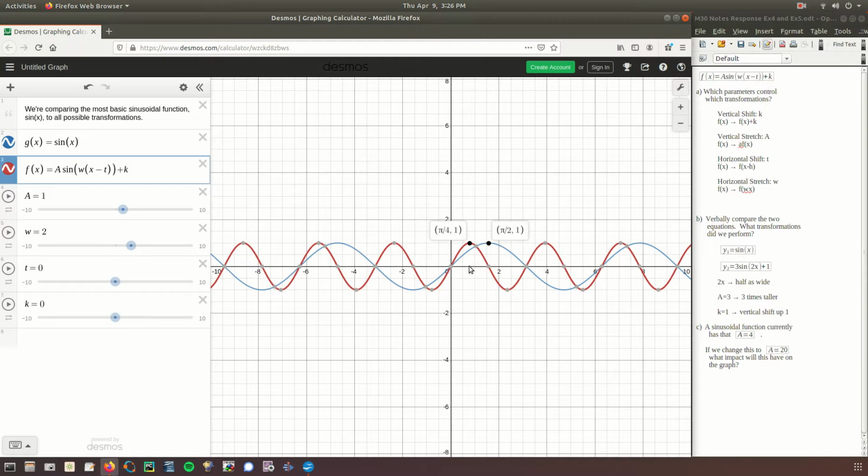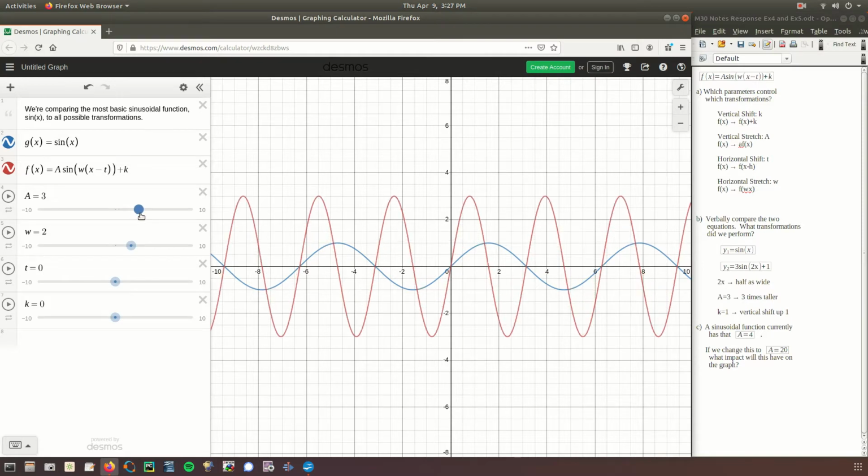It only took us half as much input to achieve the same result of reaching our maximum height. Next, we want to make our graph 3 times taller by adjusting our a value to be 3. This is going to vertically stretch all of our points to be 3 times taller than they used to be.